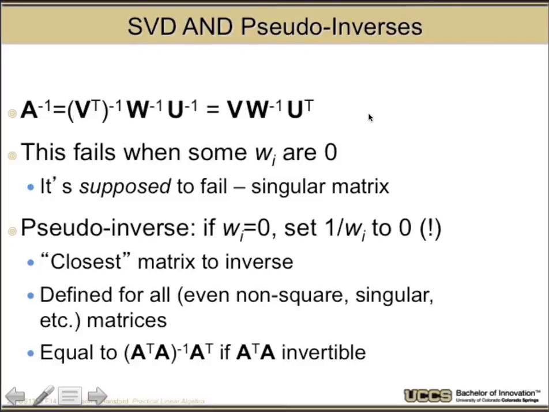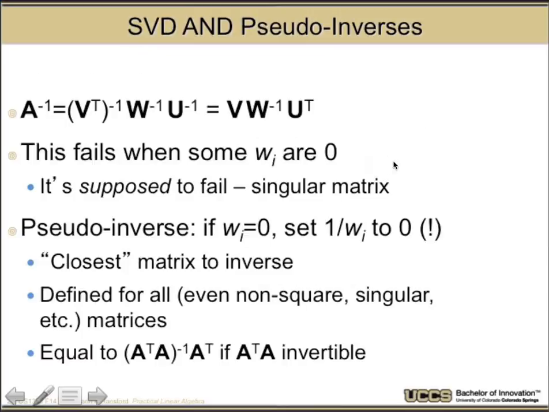The problem with that is it fails when some of the WIs are 0. It's supposed to fail. The matrix is singular. We can't expect there to be an inverse for a singular matrix. And here's the really strange and clever part at the same time. When we're trying to take the inverse of W, if I have a very, very small number, so it's not exactly 0, it's 10 to the minus 30, then when I invert it, it's going to become a very big number.